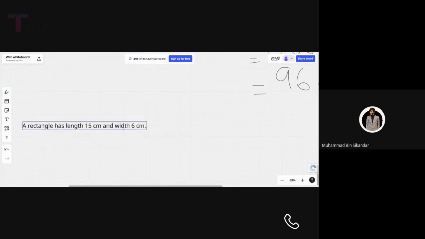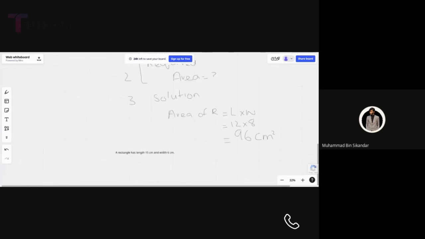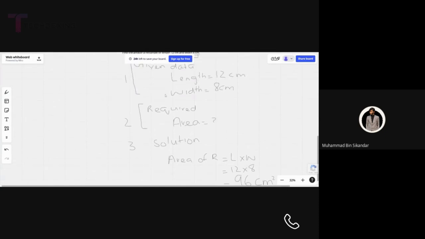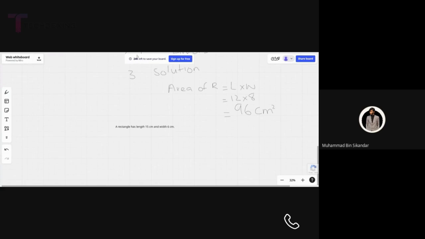So the next question you will be doing yourself and telling me. This is the next question. Just tell me the answer after you are done. Firstly, tell me, based on the three headings I made above, like the first one was given data. Tell me the given data, extract the data from it.